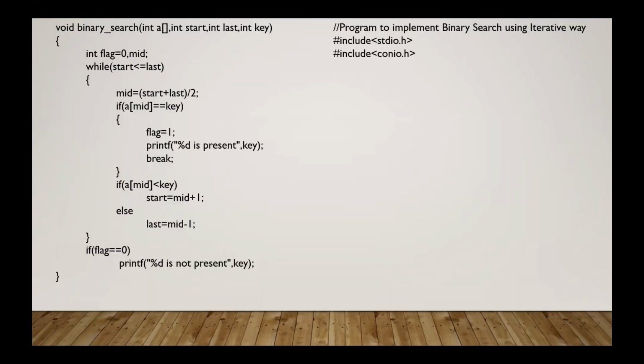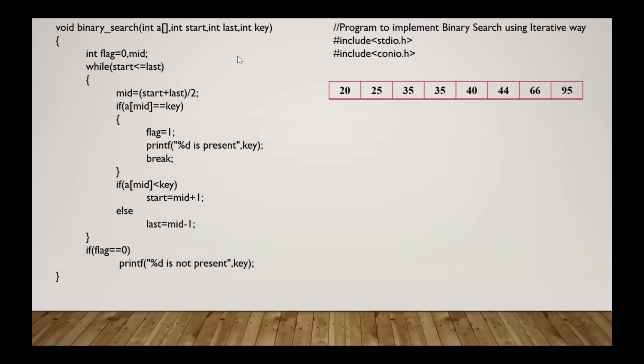The program we have already done. So let us understand how the function performs its operation. Here we pass the array, the start, and the last. For example, these are the indices 0, 1, 2, 3, 4, 5, 6, 7. So we start at index 0, and the last index is 7. Then the key value: for example, we want to search for 66.